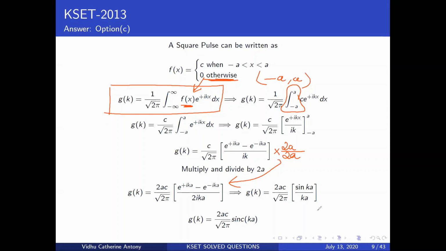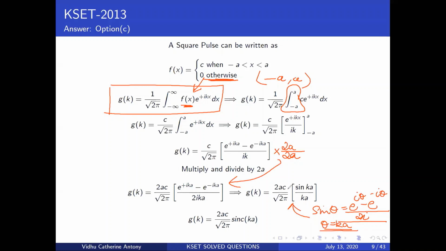So what is your sine theta? It's equal to e to the power of i theta minus e to the power of minus i theta divided by 2i, right? So you take that and you write it in this form. So here the only thing is, yeah, theta is equal to ka.